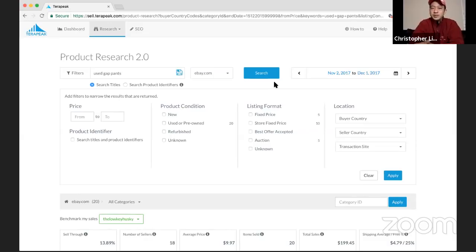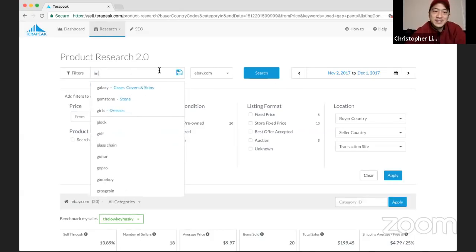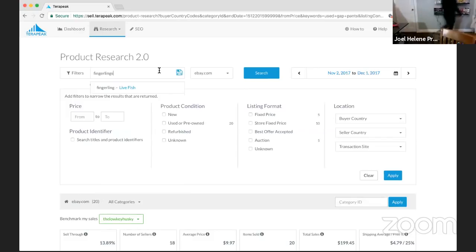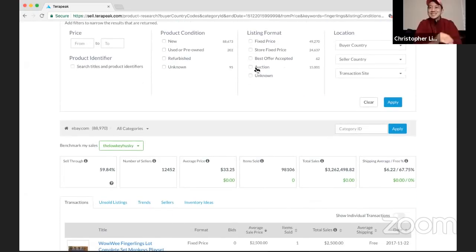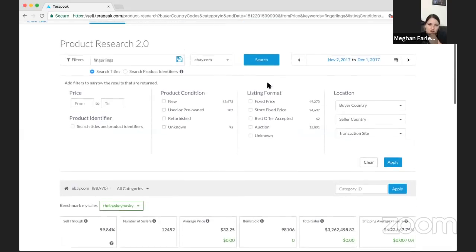Let's see. What else should we try? What other toy? Fingerlings. Oh, man. This is going to be nuts. Fingerlings. Ginger. Fingerlings. Monkey. 3 million in sales in the last month. Wow. Yeah. That's 3 days. It's only December 3rd. No, it's from November 2nd. Oh, it is November 2nd. Oh, okay. This is a trending 30 days.